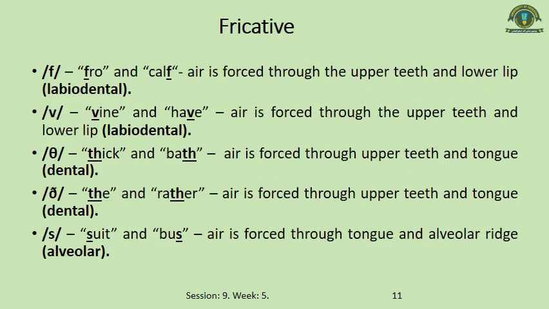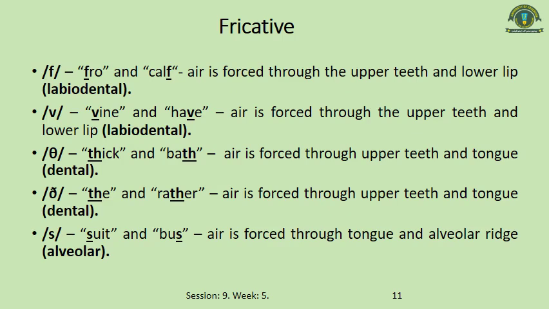For example's sake, I told you something about the s sound, exactly the sign s, of course. But now, the list of fricatives is very much in front of you. We should try to understand this list, all right? So let's start. The first fricative sound is f. The words which are helping us are fro and calf. Air is forced through the upper teeth and lower lip. Of course, the class is labiodental.